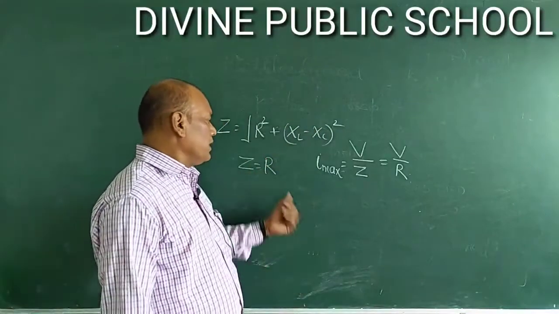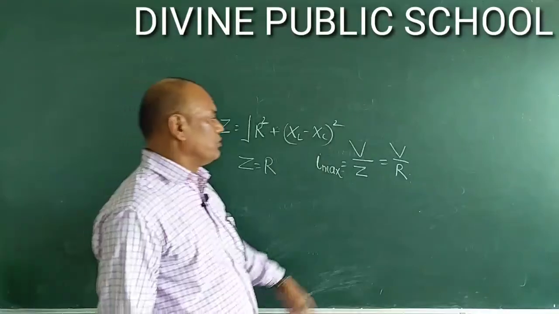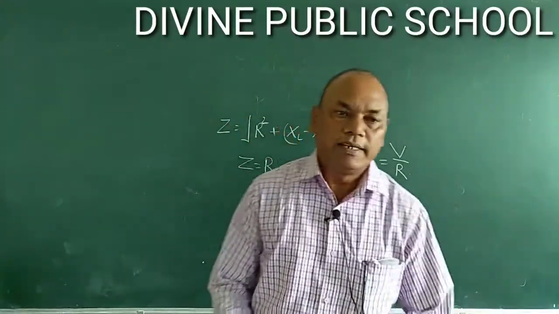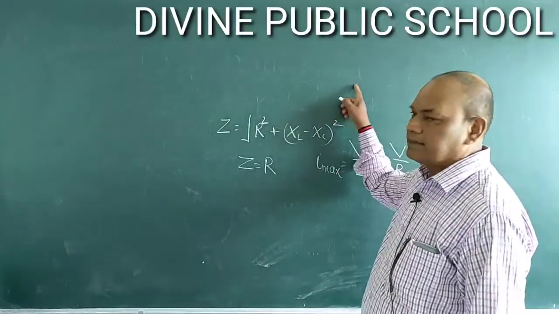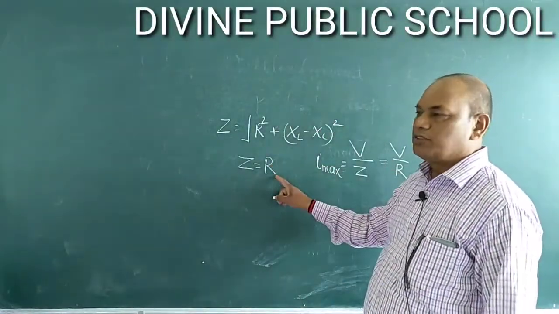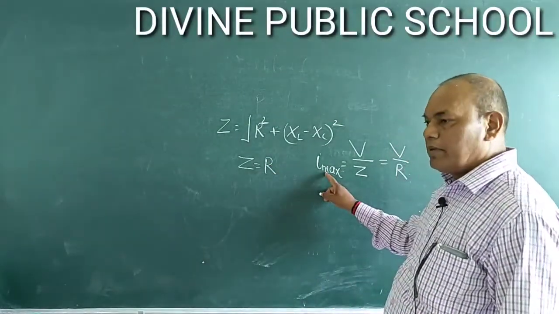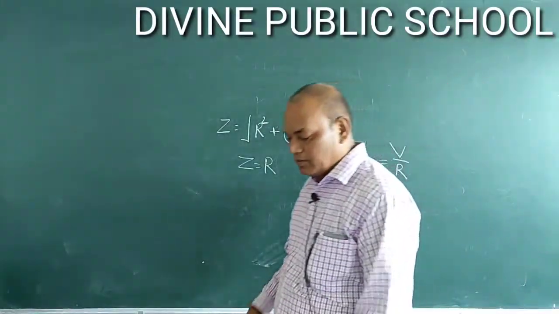Now here, if R is taken as 0, then I max will be infinity. Is it possible in an LCR circuit? No, because in an LCR circuit, the value of resistance will never be 0. So the current may be maximum, but it will not reach an infinite value.